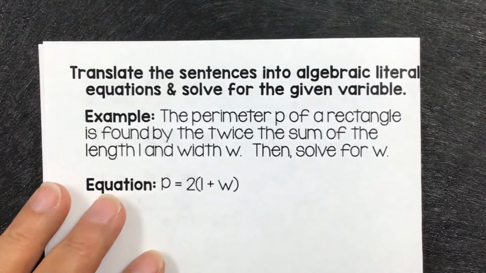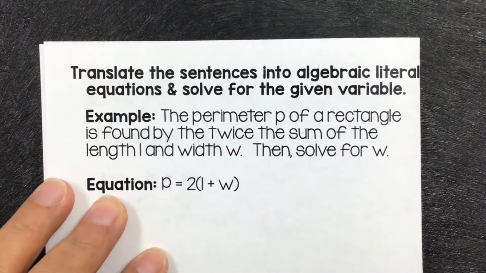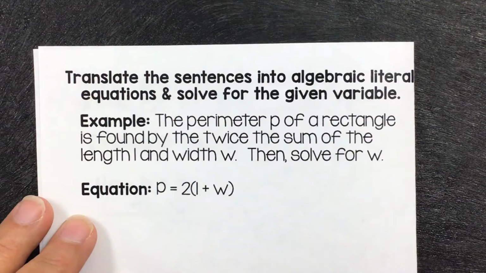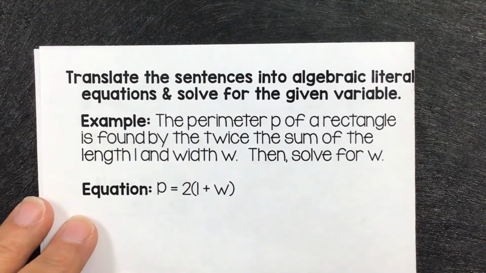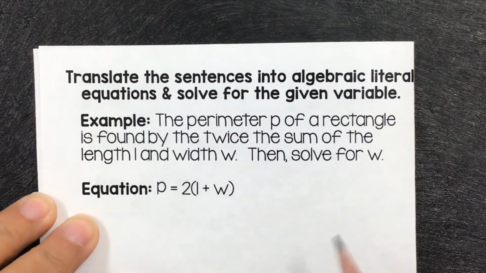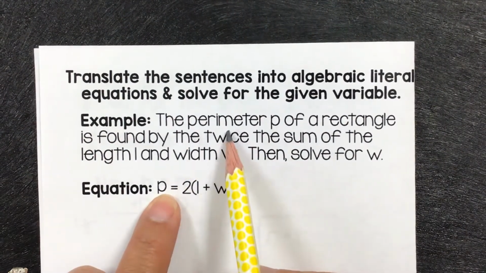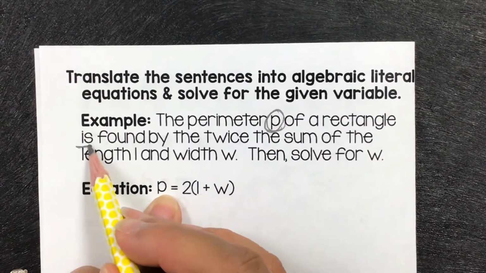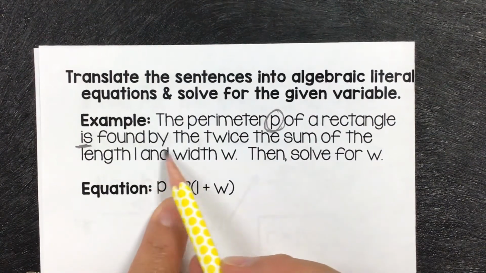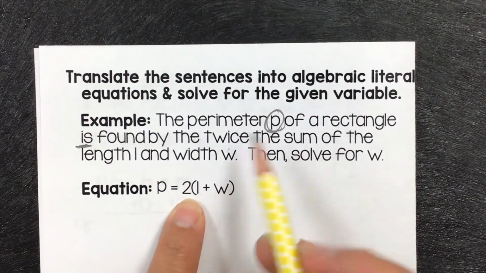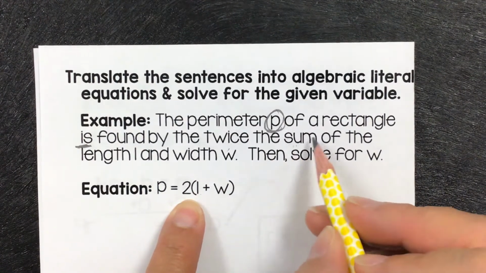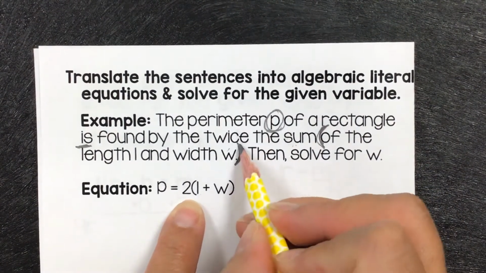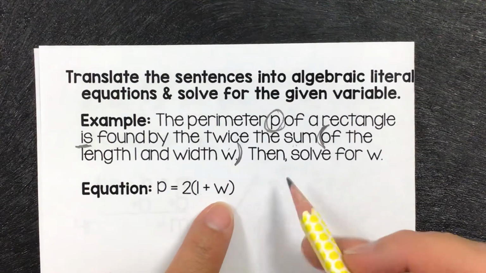It says translating the sentences into algebraic literal equations and solving for the given variable. So the first thing that it wants us to do is write an equation for it. Then solve for the variable that they're telling us. We've seen this one before. The perimeter, P, of a rectangle is found by twice the sum, and remember the sum puts parentheses, L and W. And that's where this came from. Then it says solve for W.